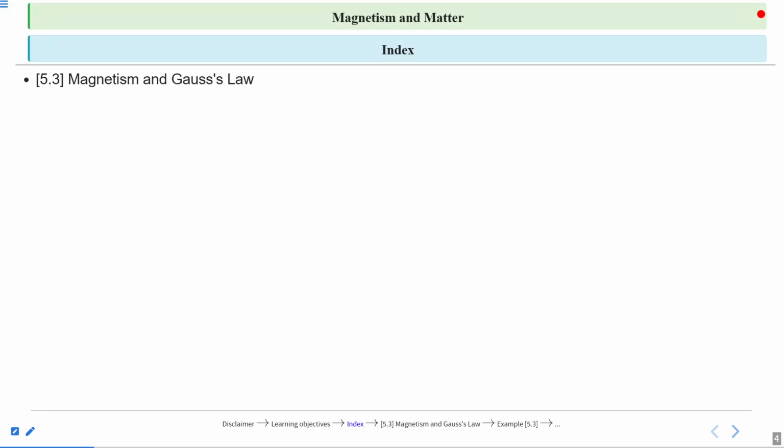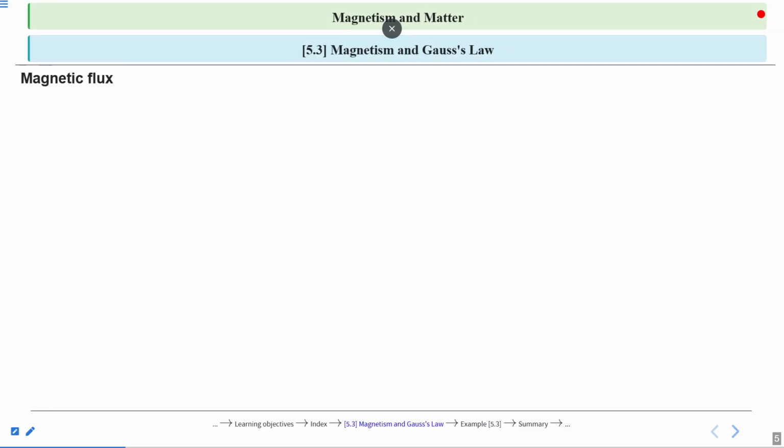So the index of topics that we are going to discuss today is NCERT section 5.3, magnetism and Gauss law, and example 5.3. So let's begin with our topic, that is magnetism and Gauss law. Okay, so firstly, to discuss Gauss law, we will discuss the magnetic flux.